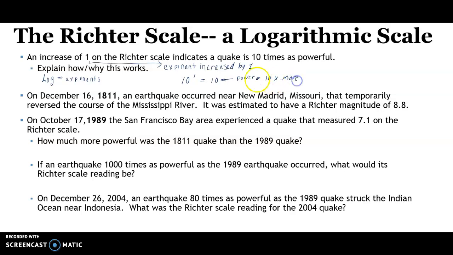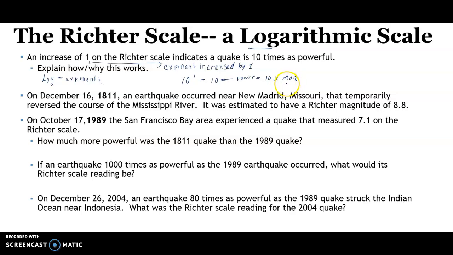So to recap, the fact that the Richter scale is a logarithmic scale means that the Richter scale is reporting the exponents, because we understand that logarithms are indeed exponents. So an increase of 1 means that the exponent would be increased by 1. And so the exponent would be on a base 10 for the common log. 10 to the first is 10, which is why the quake would be 10 times more powerful.